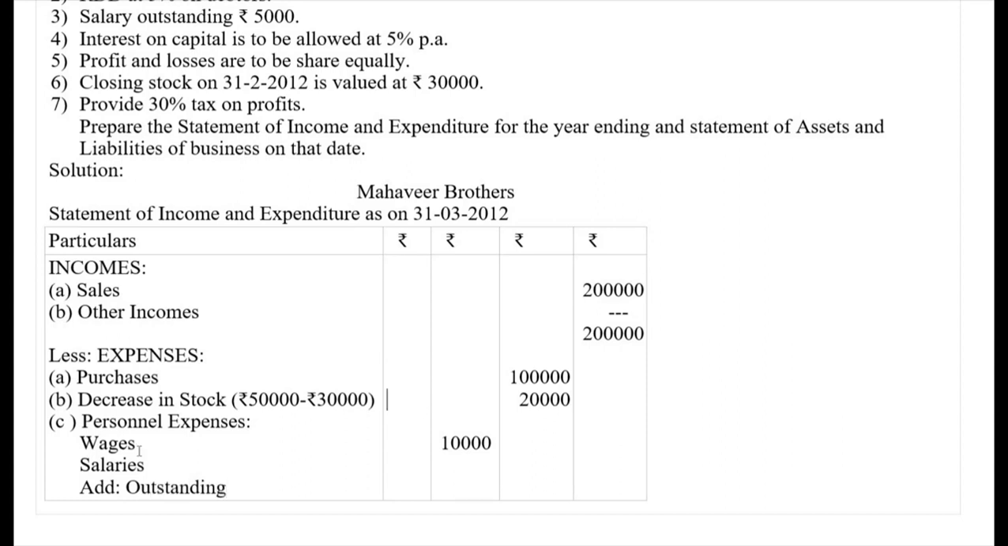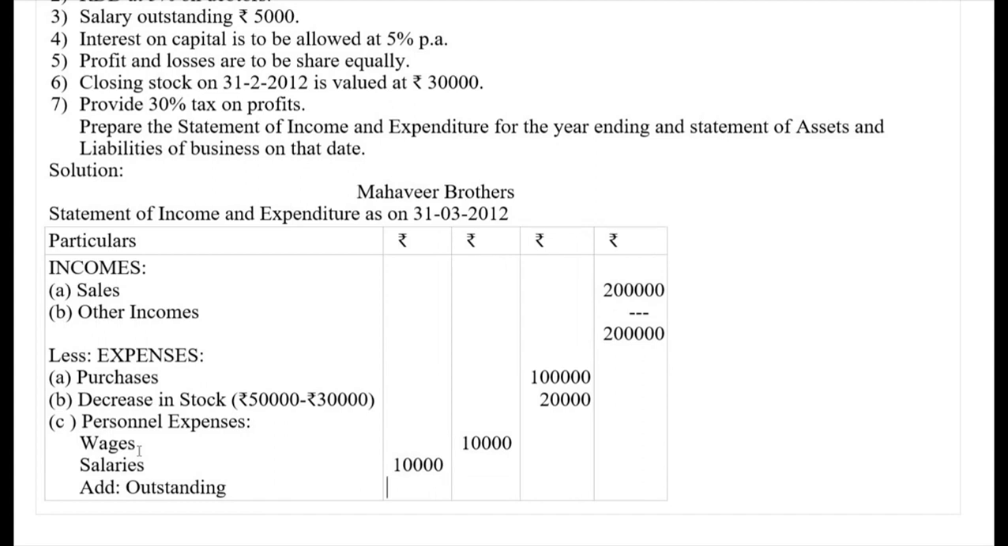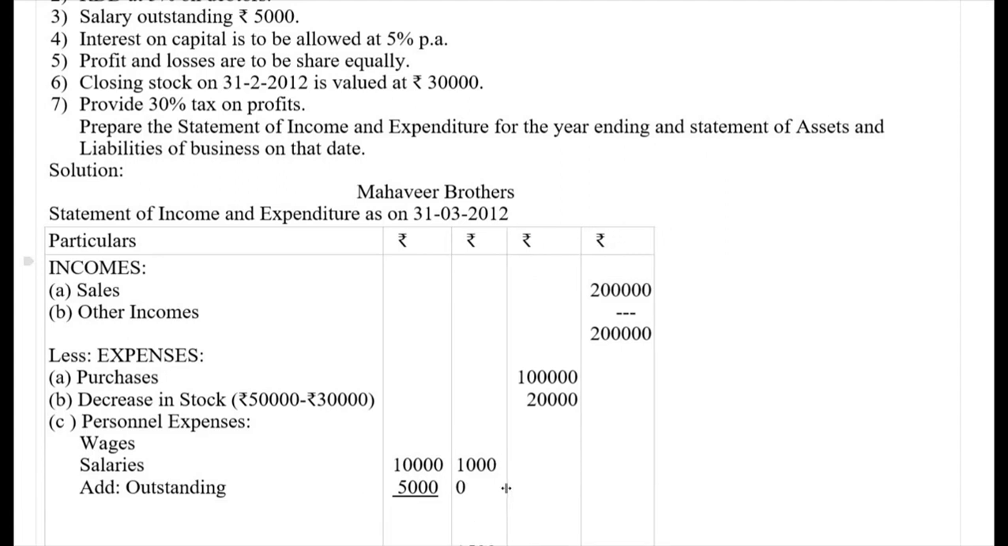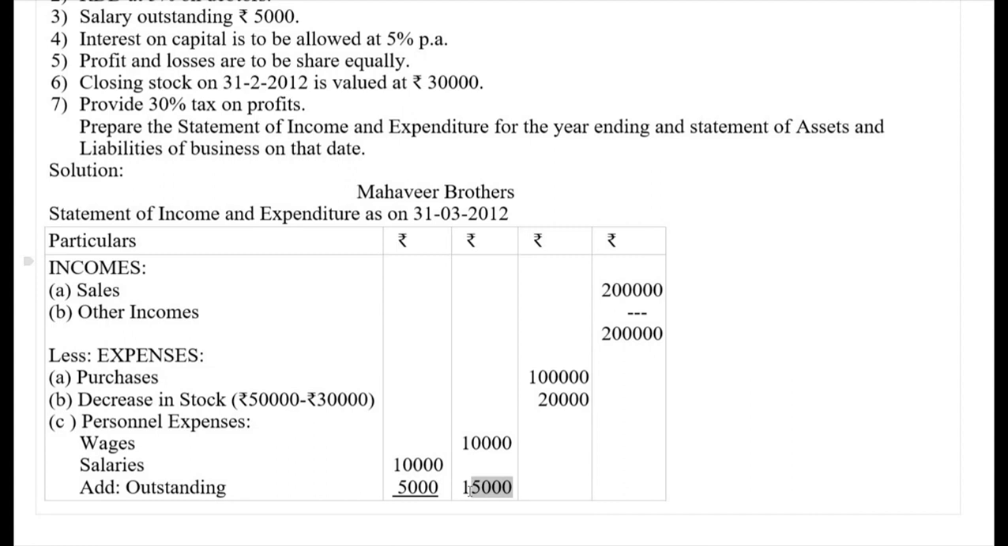Outstanding. So salaries are given as rupees 10,000 here. To this, when we add rupees 5,000, the total of this, let me take it to the outer column here: rupees 15,000. Sorry, this is salary, it will be 15,000. So when we take the sum of this here to the outer column, the sum of the total personal expenses will be rupees 25,000.